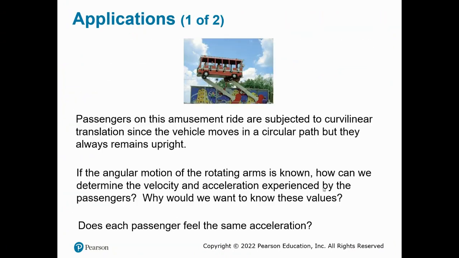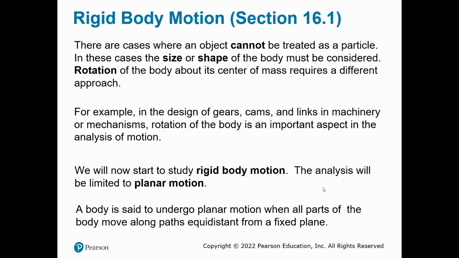Let me show you some diagrams. It makes better sense once you see the diagrams. There are cases where an object cannot be treated as a particle. Things that we deal with all the time always have size and shape, and a lot of times we do need to consider the size and shape of the body. Rotation of the body about its center of mass requires a different approach.